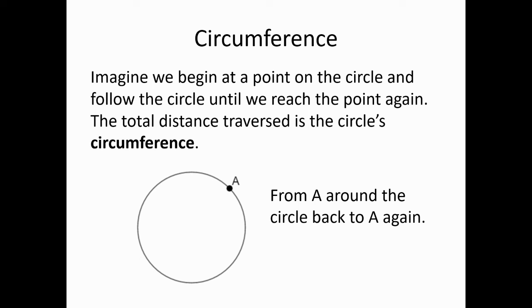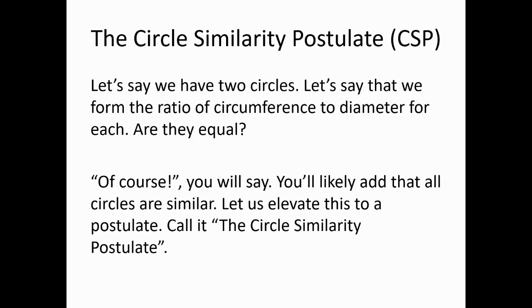Okay, and what you must understand is that this is length, and it has length units to it. Now, there will be a connection in just a moment between length of a circumference and angle measure, but we're not there yet. Okay, so this is a length. And with that, we need to bring up another postulate, or I need to give you another postulate. I call it the circle similarity postulate. And what it says is this.